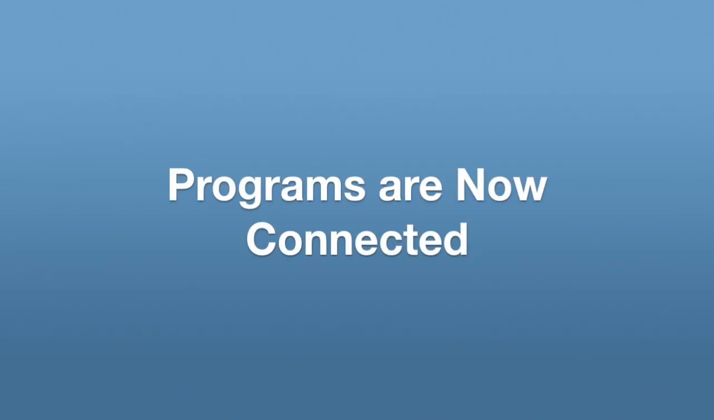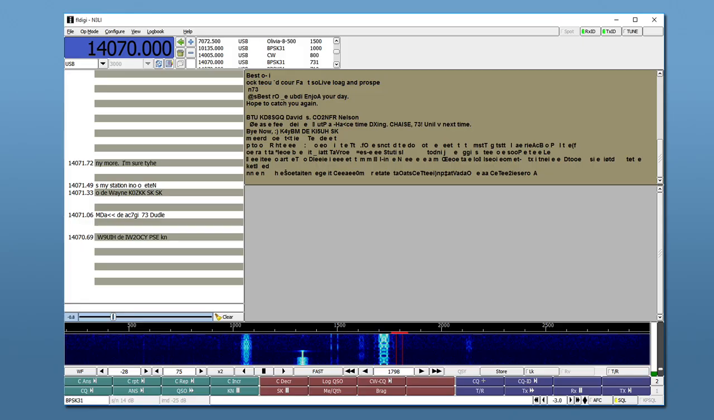This should be it. Go up to your Fldigi window and select an appropriate band and mode. Here we'll go to 20 meter PSK. You should see any activity that there is and be able to transmit as well. You can fine-tune the audio into and out of Fldigi.